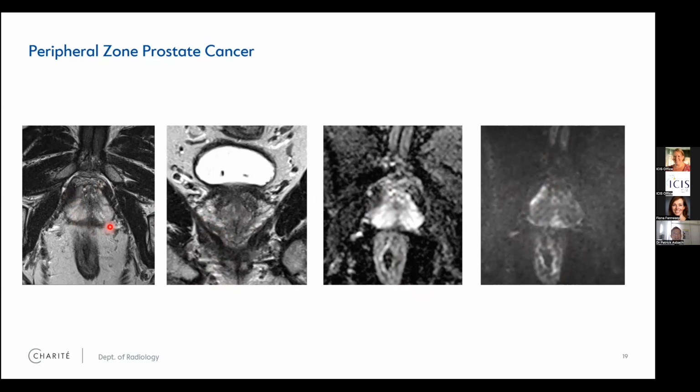On the axial slices, you have a partial volume averaging effect because of the configuration of the lesion. That is the reason why it's not that obvious on the ADC map. It's not that obvious on the axial T2 slice. So the best sequence after the coronal T2 is the high B value image to delineate this lesion.